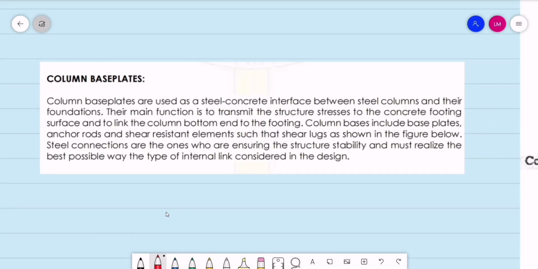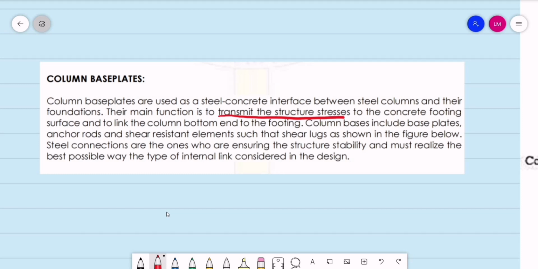Good day. So today we are to proceed to our next topic, the design of column base plates. Column base plates are used as a steel-concrete interface between the steel columns and their foundations. Their main function is to transmit the structure stresses to the concrete footing surface and to link the column bottom end to the footing.